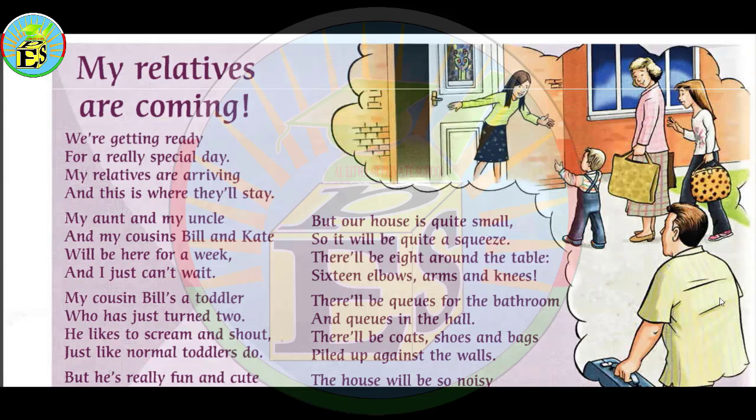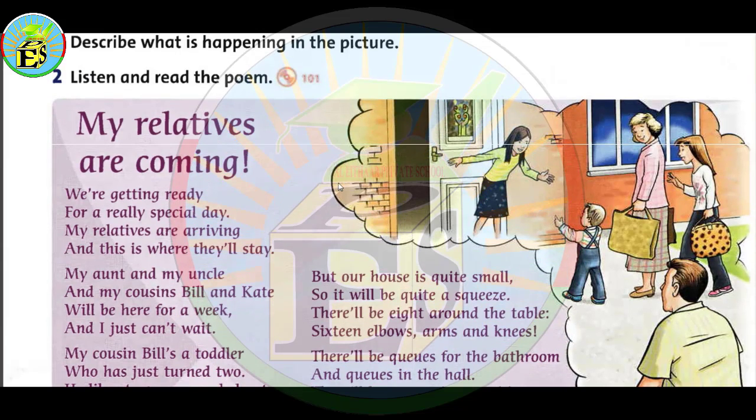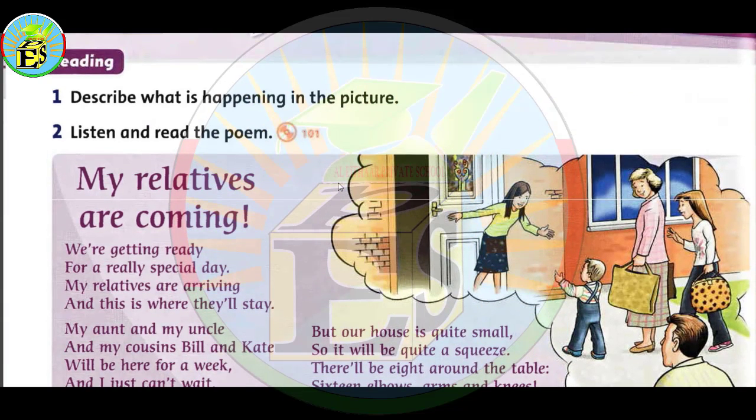So we can see this family. They are holding their bags and they are walking toward this house. They want to get inside this house, and we can see this lady here. She's standing up and opening her arms for the little boy here. We will try to figure out what's happening once we listen to the poem.